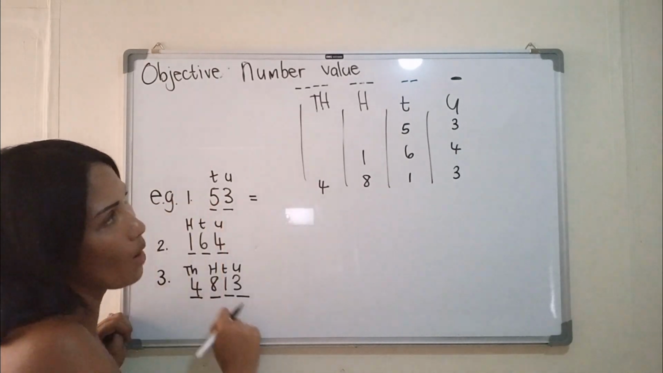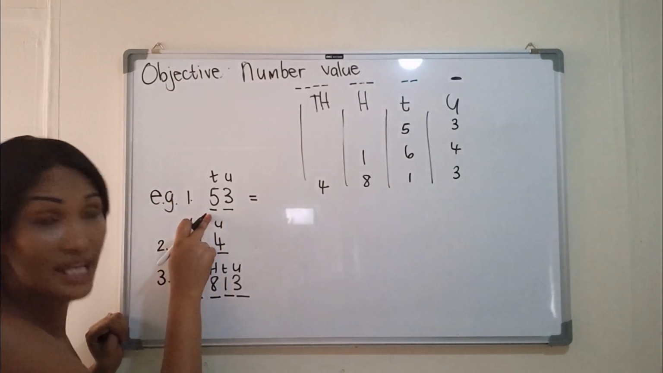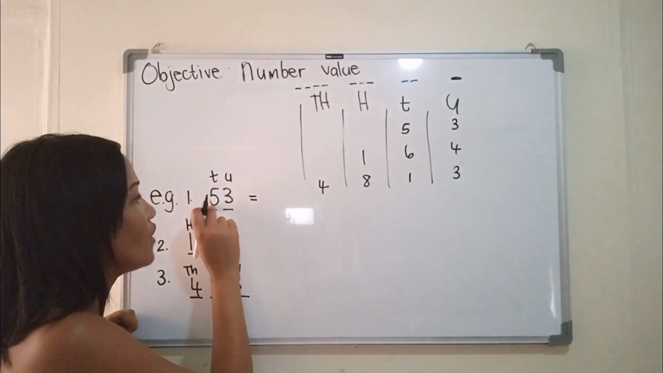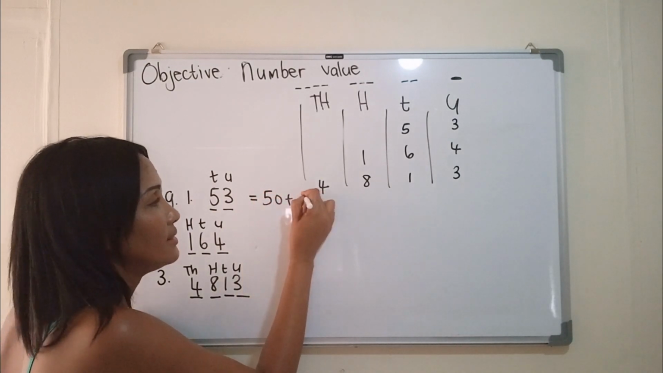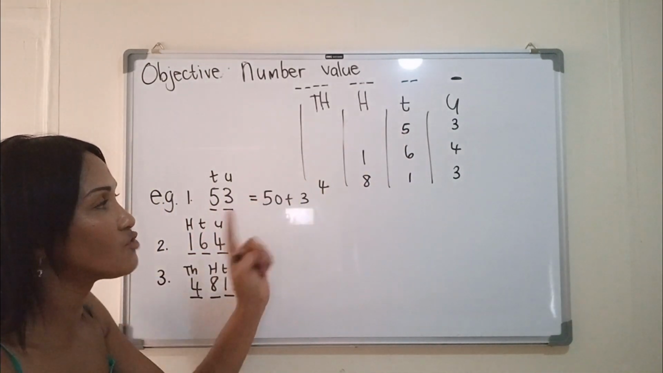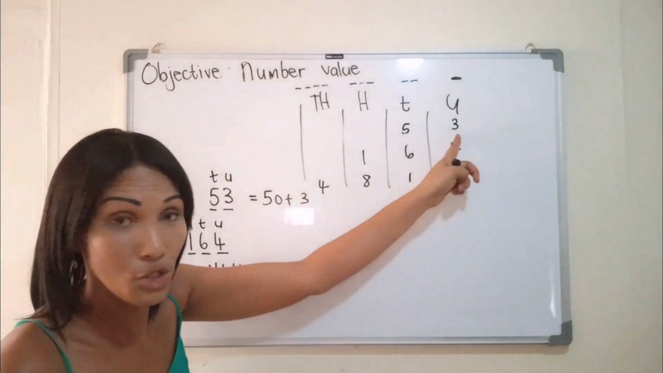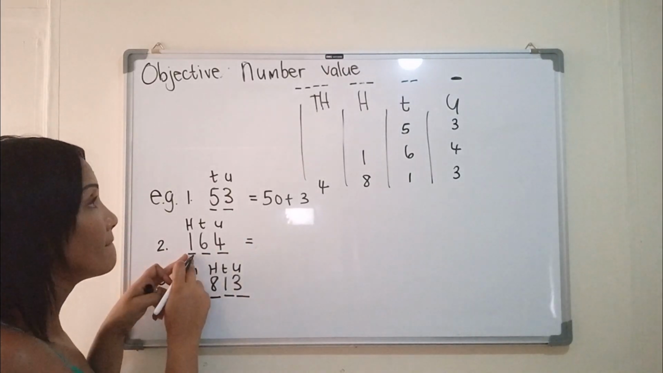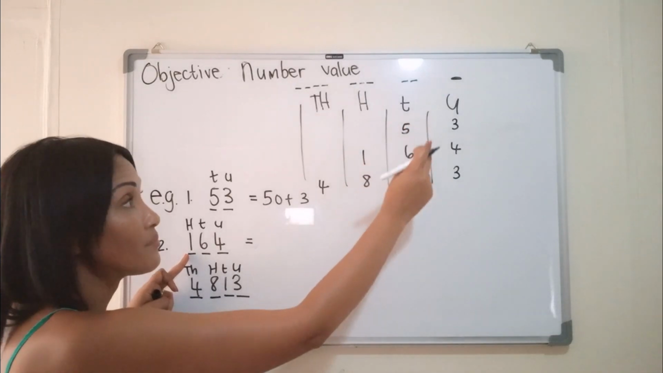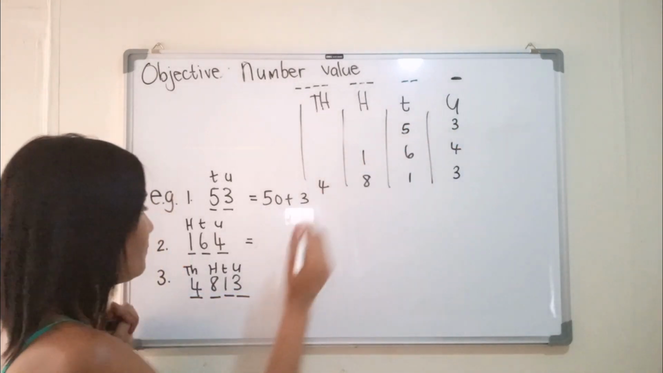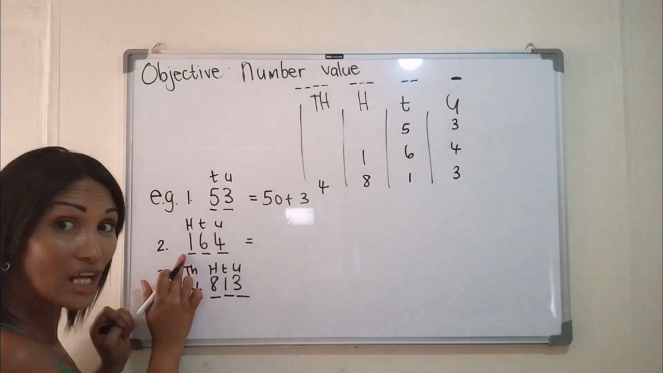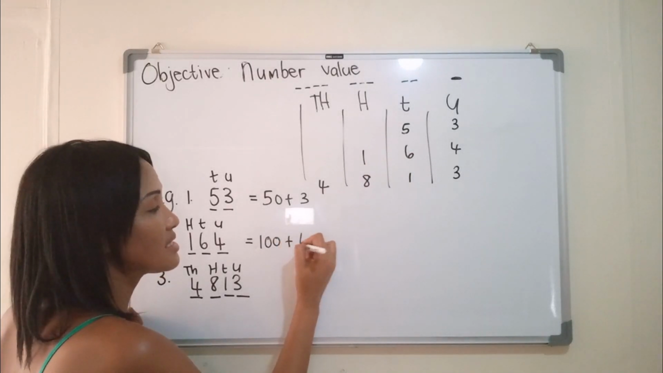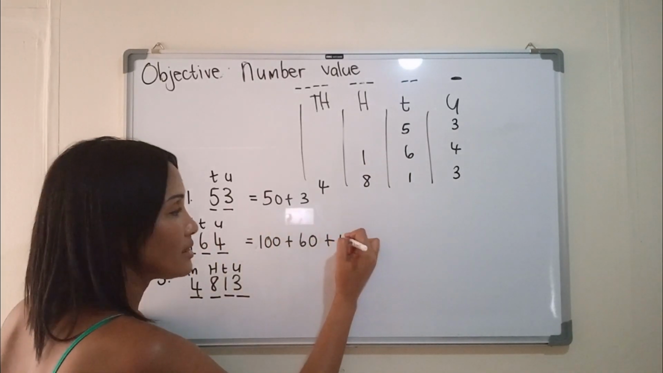It has a 2-digit number, units and tens. So how many tens do I have? I have 5 tens, and I found that out with my place value. So 50 plus a 3. So the 5 stands for 50 and the 3 is my units. Now 164. I put in the columns 1 hundred, 6 tens, and 4 units. So if I want to find out the number value, it is 100, 6 tens means 60, and 4 units.